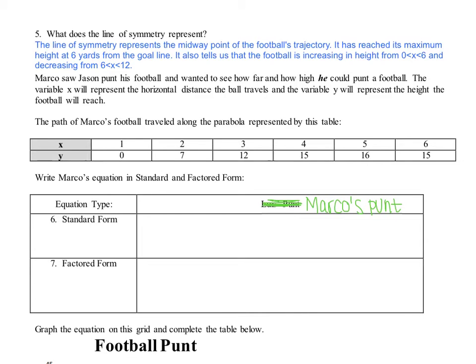So one of the things that we can notice is that our y values are going up, up, up, up, up, and then they go back down, which tells us that 516 is going to be the vertex. Now I'm going to go onto a new slide, and I'm going to talk about how to put this in vertex form, and then we're going to come back to this.